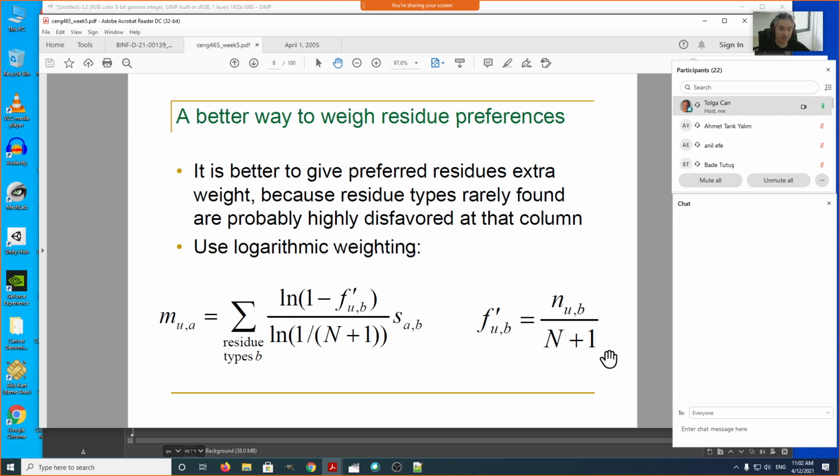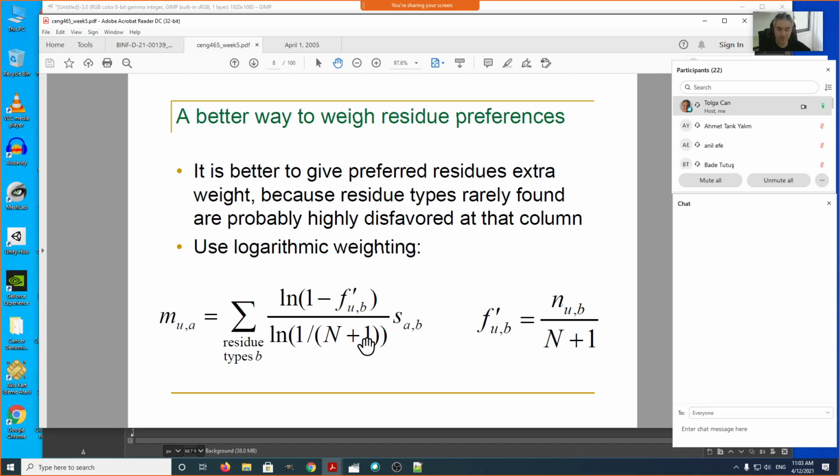And to solve that, we can have this n plus 1, so that we make sure that no amino acid is represented 100% in that column. So these are just numerical tweaks so that our heuristic function works as expected when we're computing these scores. Okay, again, as I said, these are just heuristics.